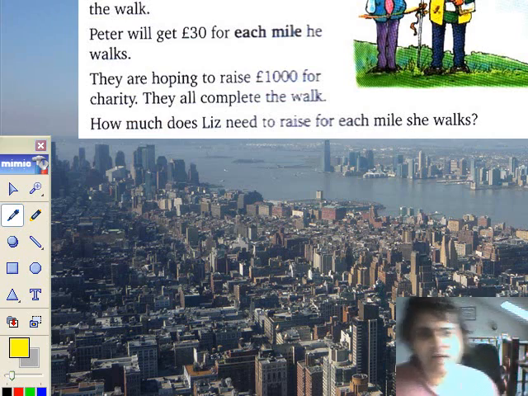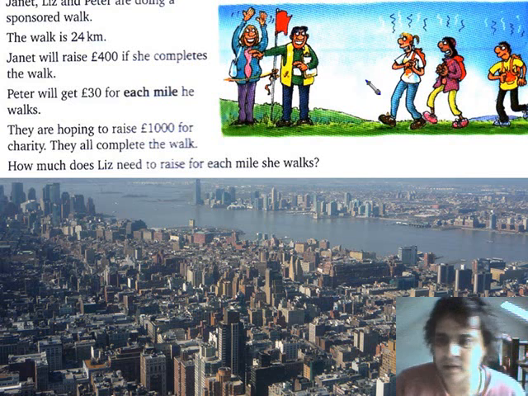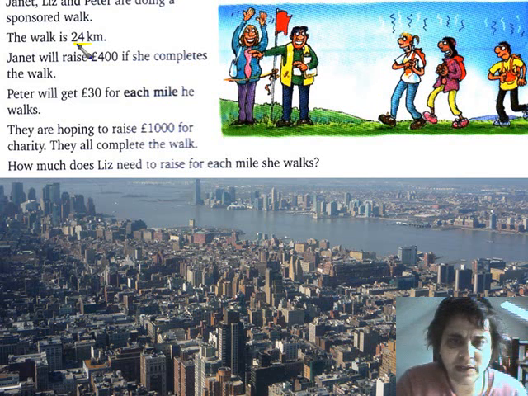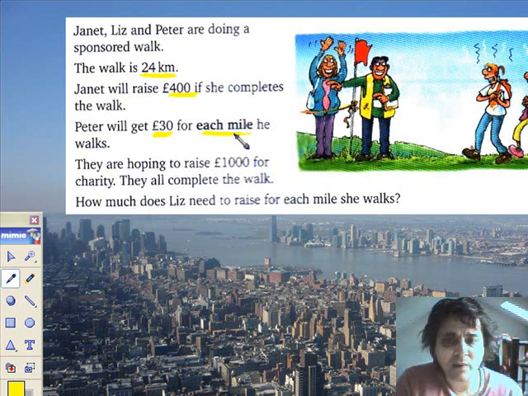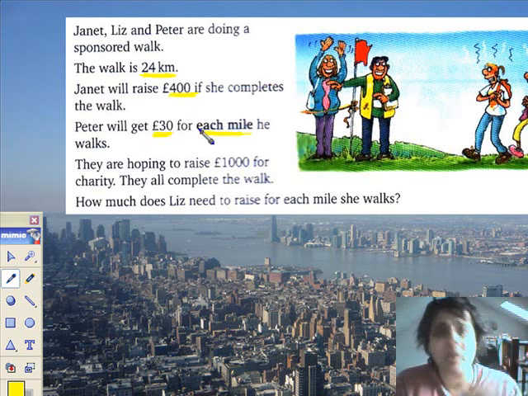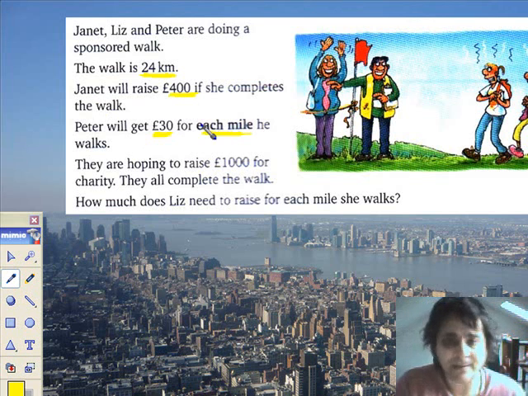Right, we've got Janet, Liz and Peter are doing a sponsored walk. This must be these 3 guys here. The walk is 24 kilometers. Important to note that. Janet will raise £400 if she completes the walk. Peter will get £30 for each mile that he walks. So it's £30 per mile, not per kilometre. So straight away I know I'm going to be doing some converting here. They're hoping to raise £1,000, that's the target.